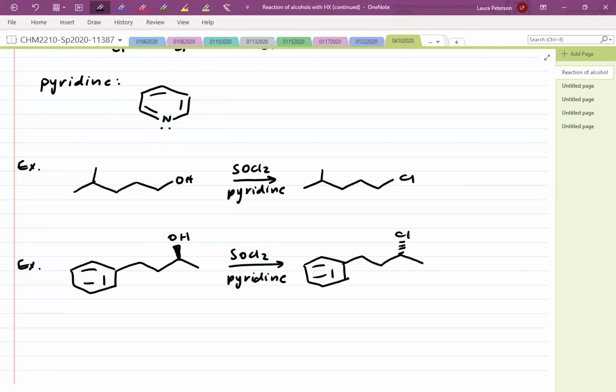So the next reaction we're going to learn is an alternative way to convert alcohols into good leaving groups, but there's going to be a distinct stereochemical difference between the last two methods that we learned and the method we're about to learn. And at the end of this section, we'll compare those methods to make sure that we can see the difference.